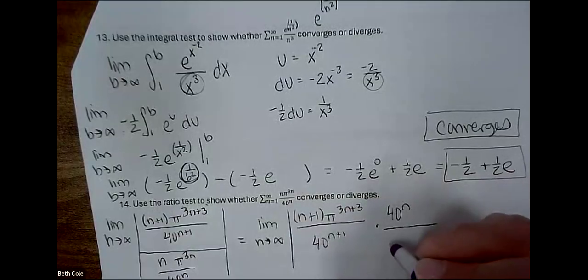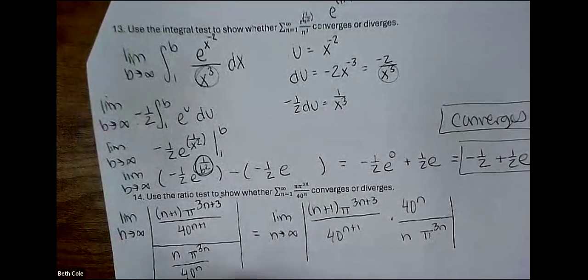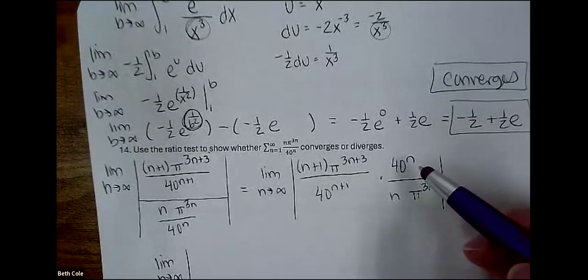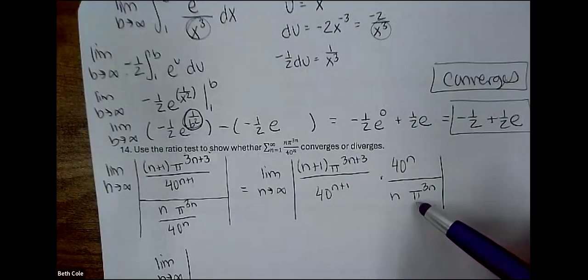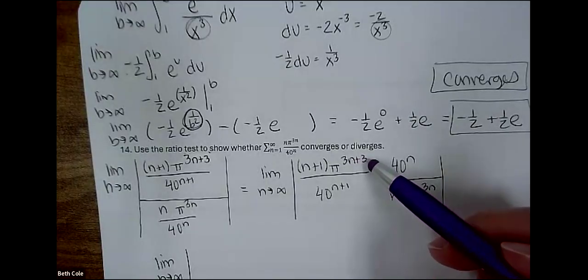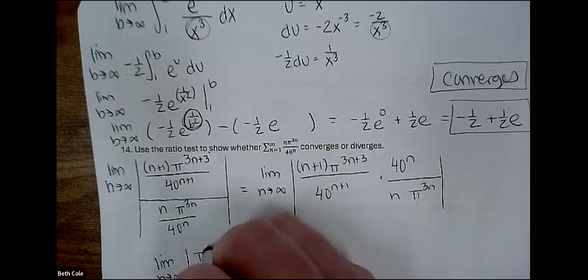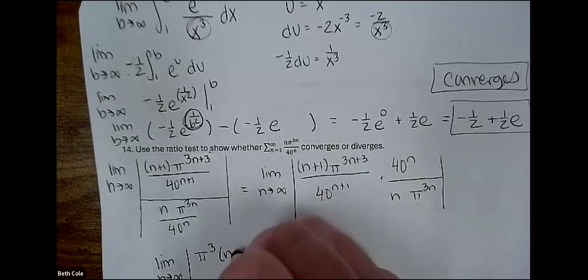And then we'll be able to start canceling some things out. Okay, let's see. Let's do the pi's first. So if you divide, that means you're subtracting. We would have 3n plus 3 minus 3n. So it's going to just leave us with pi to the third times n plus 1.